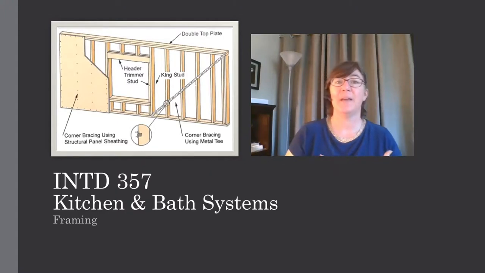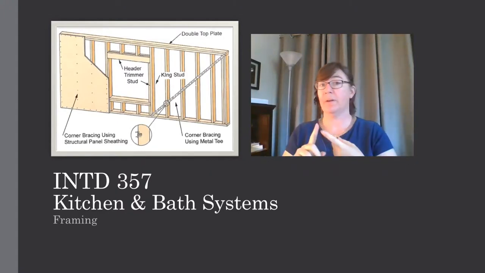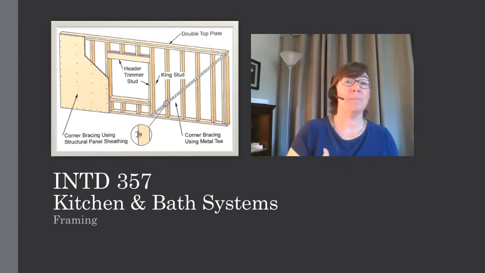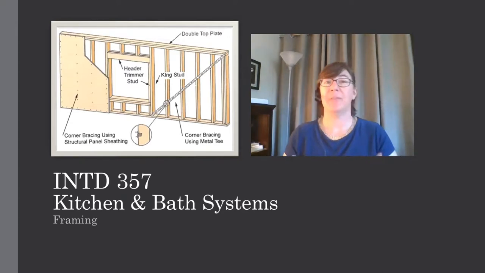All right, so in this video, we learned about roofs. We've learned about roof shapes. You learned some roof vocabulary and a couple of different ways to frame roofs with rafters and with trusses.